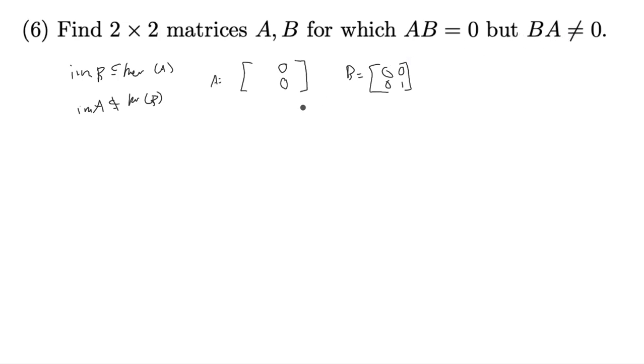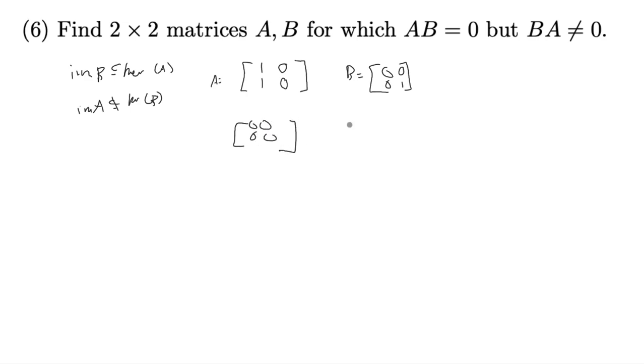And now we just need BA not equal to 0, so we need the image of A not to be a subset of the kernel of B, but we see the kernel of B is all of the x vectors. So if we do something like 1, 1, which preserves the x component, so part of it gets sent to 0, but also leaves a y component, then this will not be sent to 0. And you can confirm that AB is equal to 0.